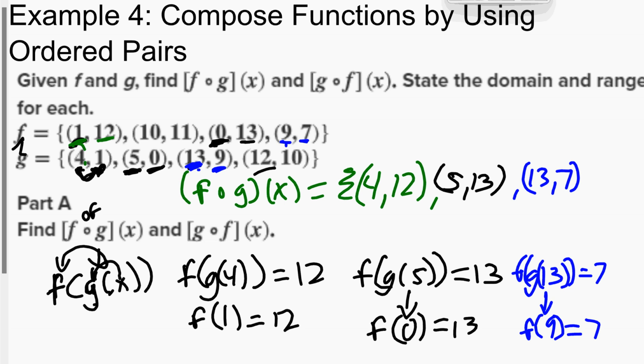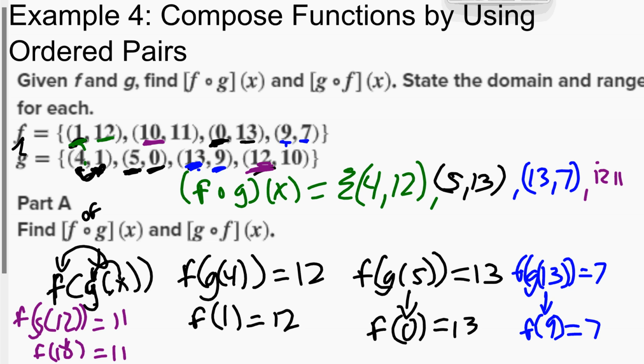And then when I plug in 12, g of 12, I get 10. Now what is f of 10? f of 10 is 11. So that means f of g of 12 is 11. So I plugged in 12 and I get 11. That's the last one. So that is f of g of x.